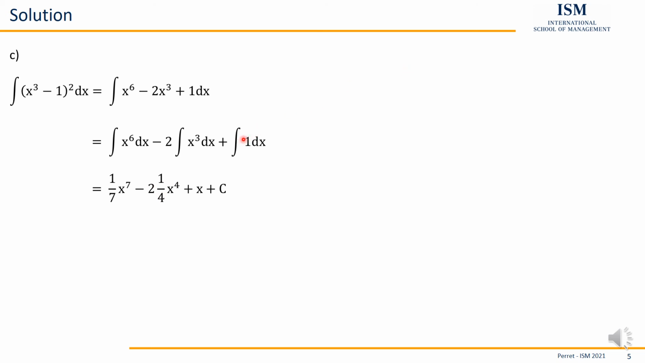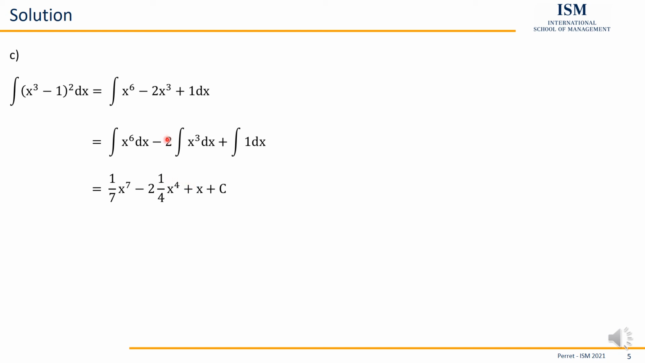The 1, however, can also be imagined as an x to the power of 0, because everything to the power of 0 always becomes 1. So if I have a 1, I can also write it as x to the power of 0. Then I would increase the 0 by 1, so I get x to the power of 1 divided by this 1. Well, this just gives plus x. So the integral, the primitive of 1 is x.